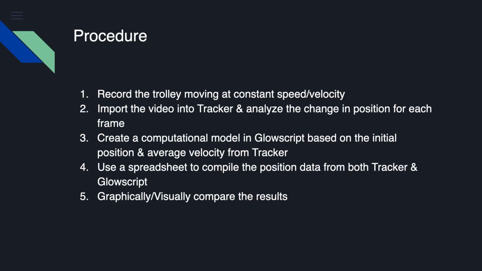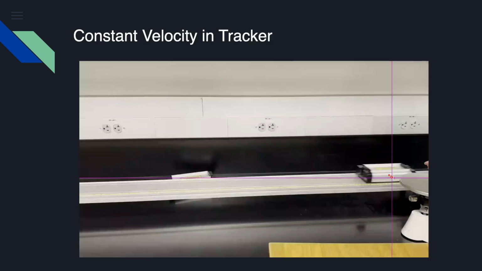The procedure for this experiment was to, one, record the trolley moving at a constant velocity, import the video into Tracker, and analyze the change in position for each frame. Two, create a computational model in GlowScript based on the initial position and average velocity that we get from Tracker. Three, use a spreadsheet to compile the position data from both Tracker and GlowScript, and then graphically and visually compare the results.